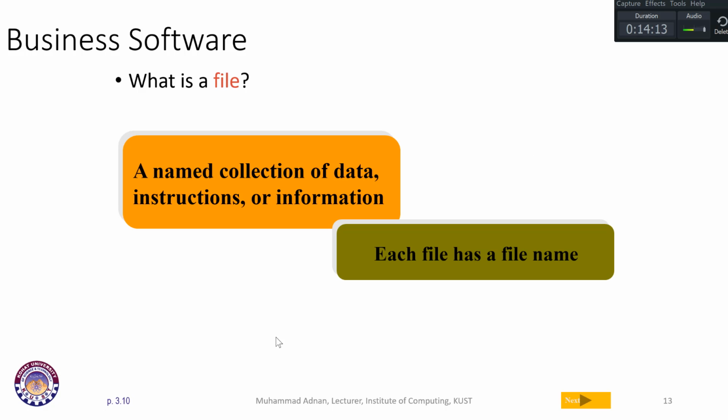So what is a file? A file is a named collection of data, instructions, or information. Each file has a file name. So you always store that file in order to reuse it in the future.